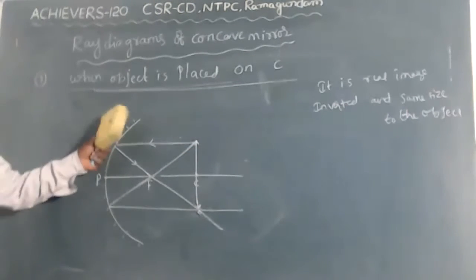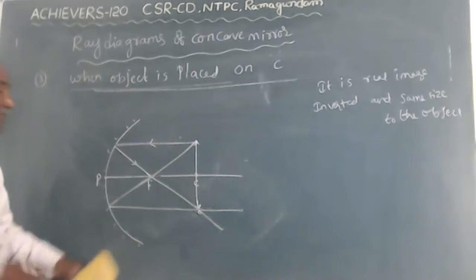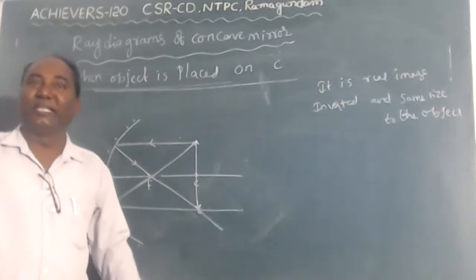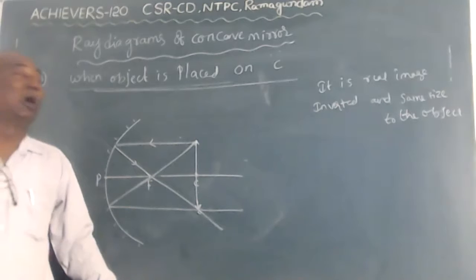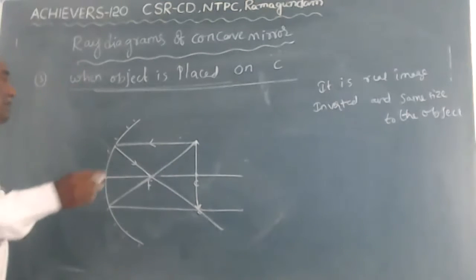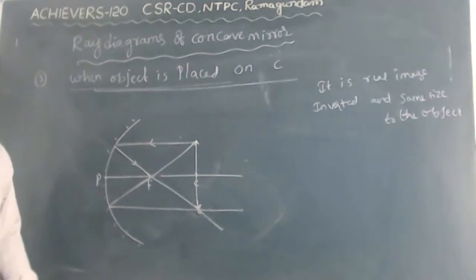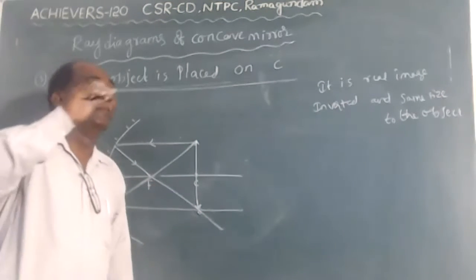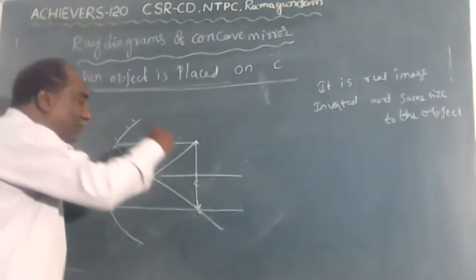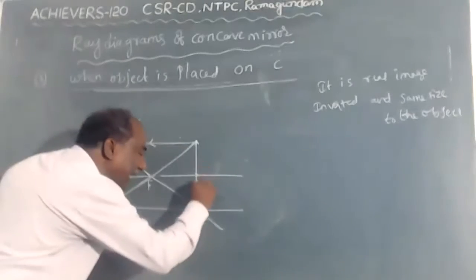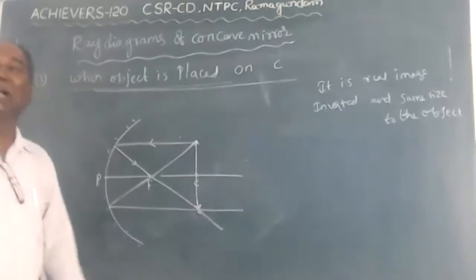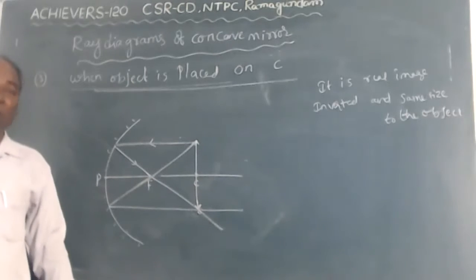When the object is placed on C, it forms a real image. Real image means the image which can be caught on a screen. It is called a real image. A real image forms in a concave mirror or converging mirror. So how can we identify the real image? The image which forms below the principal axis is a real image.